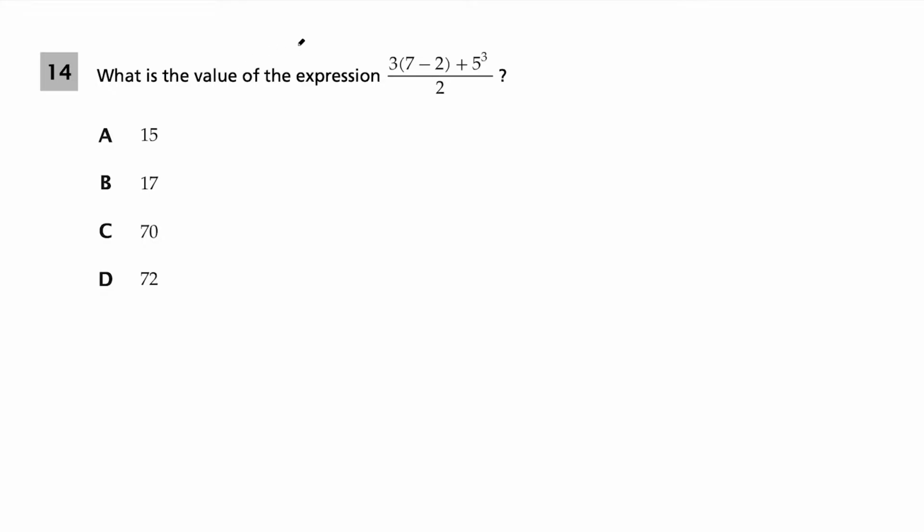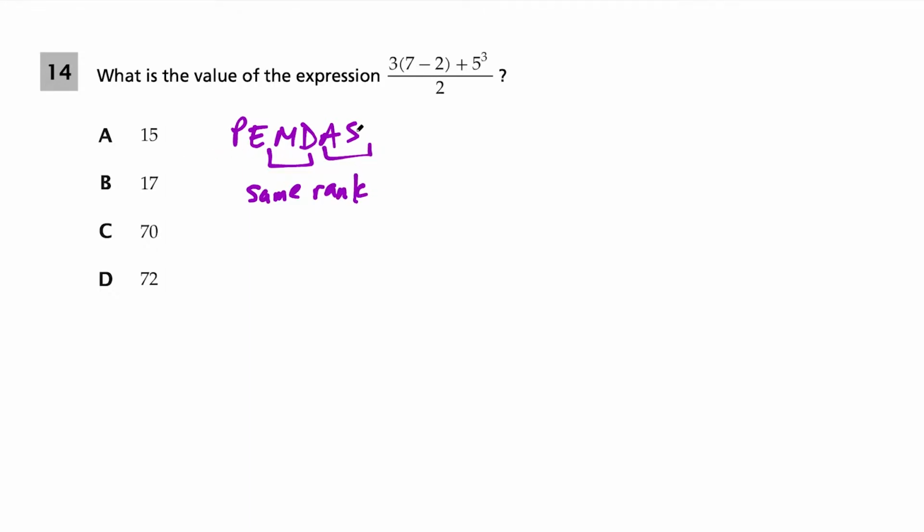Question 14, we want to know what is the value of this expression here. So we're going to use PEMDAS, order of operations. This tells us to do parentheses, exponents, multiplication, division, addition, subtraction in this order. But one thing to be mindful of is that multiplication and division, if that's all that's left, those have the same rank. And if that's all that's left, then you just do those operations from left to right.